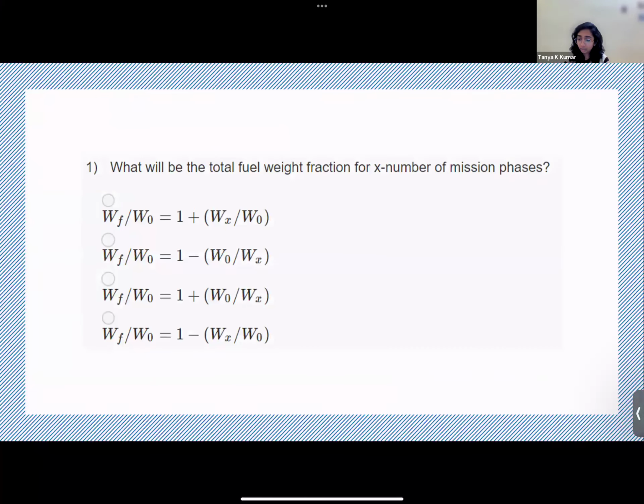Now let's see a few questions that will help you solve the week 3 assignments. What will be the total fuel weight fraction for X number of mission phases? We have done weight fraction, so I'll give you a minute or two to solve this on your own and then we'll solve it together. Just think about it. What will be the total fuel weight fraction for X number of mission phases? Try doing it.